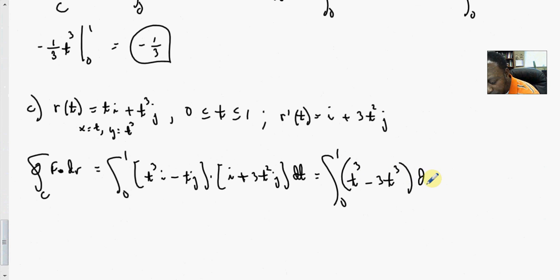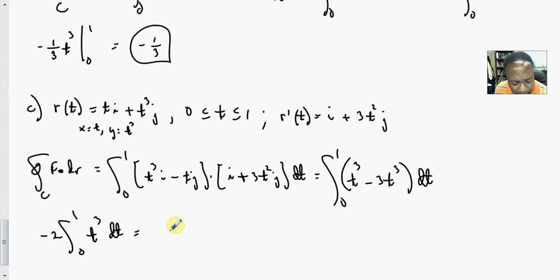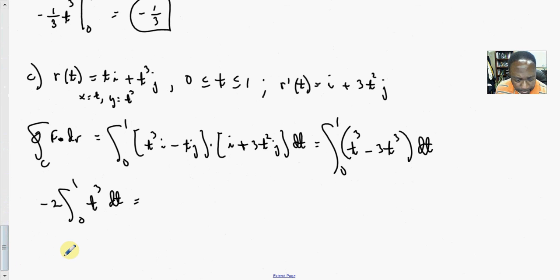The dot product gives us a scalar, not a vector anymore. This is negative 2 times the integral from 0 to 1 of t cubed dt. So we integrate there. So this gives us negative 2 t to the fourth all over 4, evaluated from 0 to 1, which gives us negative 1/2.